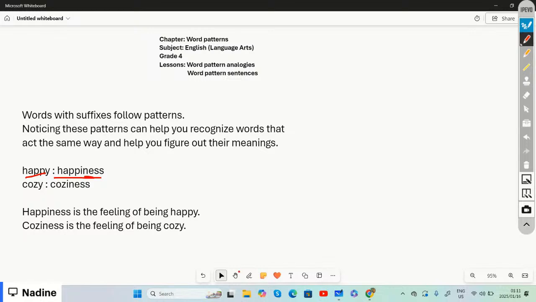And then we have the same with cozy. Cozy is a base word, a word that can stand on its own. And then as soon as we add the suffix, the part that you add at the end of the base word, and we follow the pattern of the previous word, so happy, happiness, then it means that we're going to follow the same pattern with cozy, coziness.